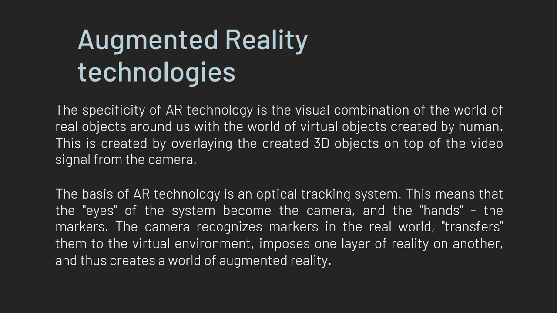The specificity of augmented reality technologies is a visual combination of the world of real objects around us with the world of virtual objects created by humans. This is created by overlaying the created 3D objects on top of the video signal from the camera. The basis of augmented reality technology is an optical tracking system. This means that the eyes of the system become the camera and the hands the markers. The camera recognizes markers in the real world, transfers them to the virtual environment, and improves one layer of reality on another, and thus creates a world of augmented reality.